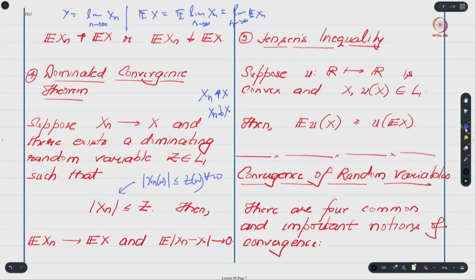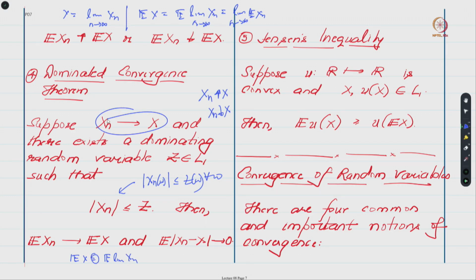Again, the interpretation here is that the expected value of x equals the expected value of limit xn. This equality follows from the given fact that xn goes to x, and the dominated convergence theorem is basically saying that you can actually exchange the limit and the expectation, okay. So this is the fourth of the important properties that we need to know, and the last of the important properties that we need to know is Jensen's inequality, okay.